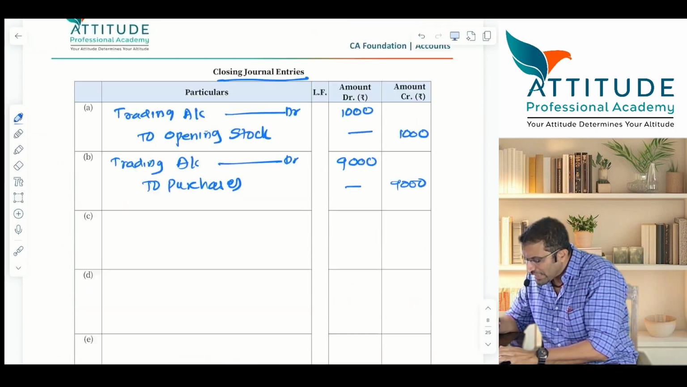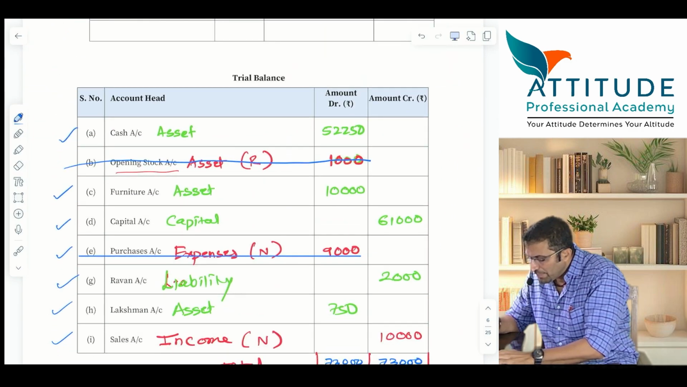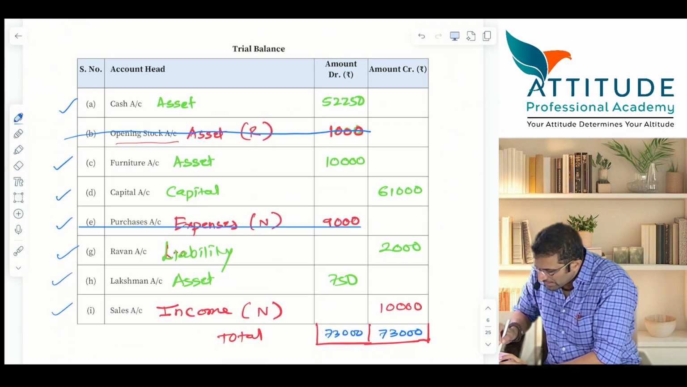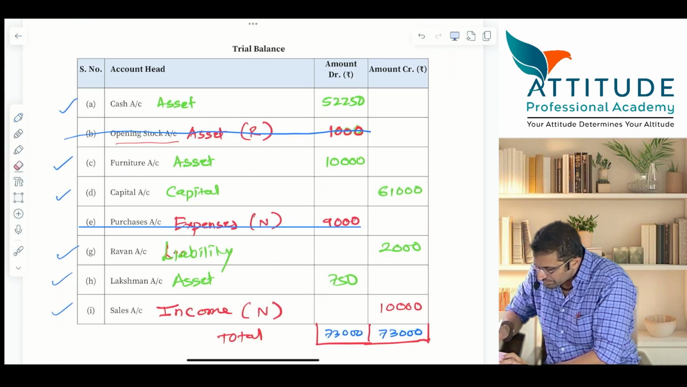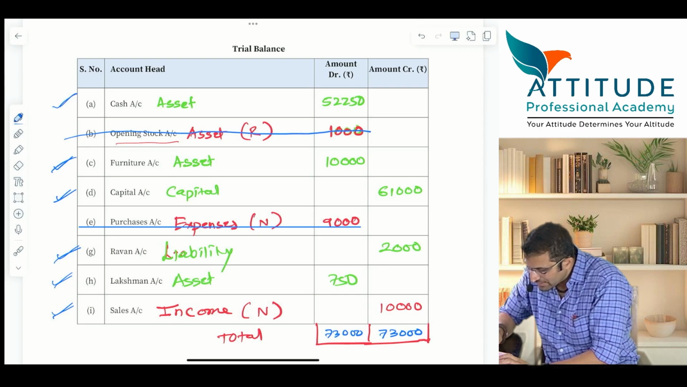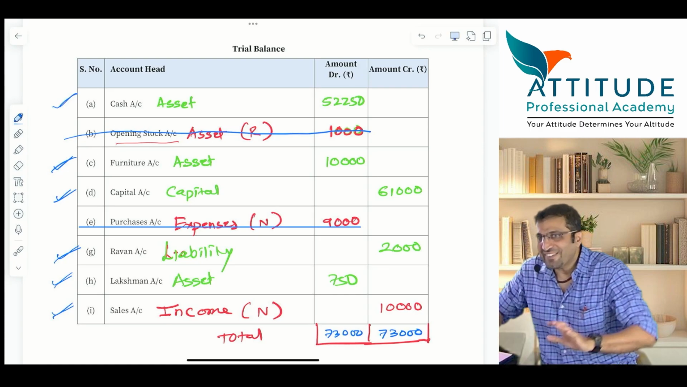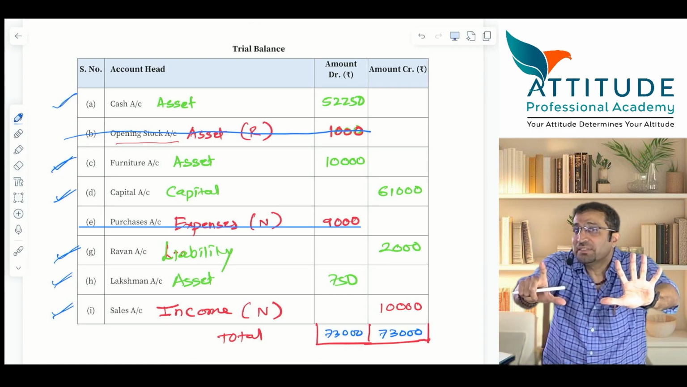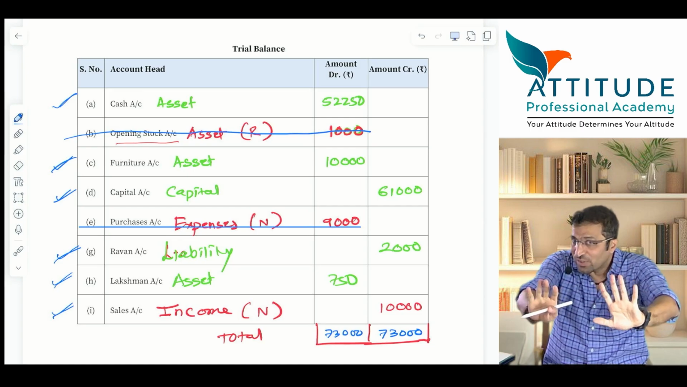Come back. How many accounts are left? 1, 2, 3, 4, 5, 6. Which? 7, no? Or 6? Trading account is still there.